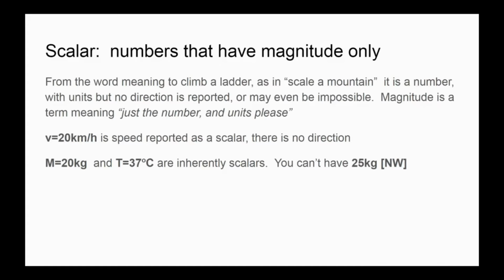Scalar numbers are numbers with units, of course, like 10 meters, but they only have magnitude. That means a number without reference to direction. If I say to you v equals 20 kilometers an hour, which is speed, it's reported as a scalar because there's no direction. Mass equals 20 kilograms and temperature equals 37 degrees Celsius are inherently scalars. You can't have 25 kilograms northwest.